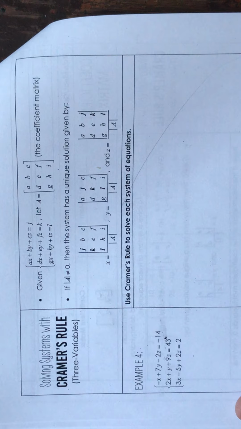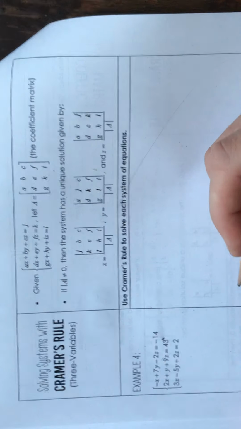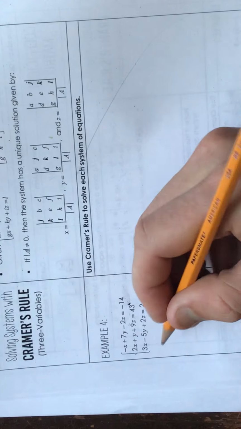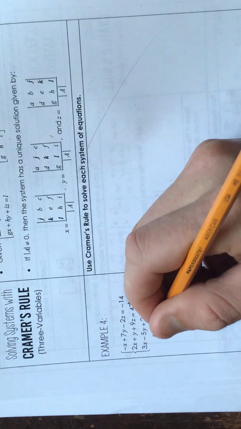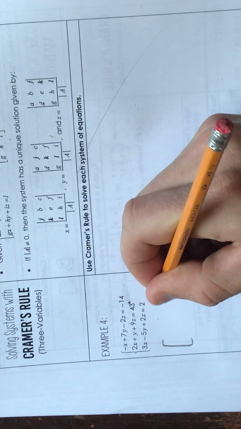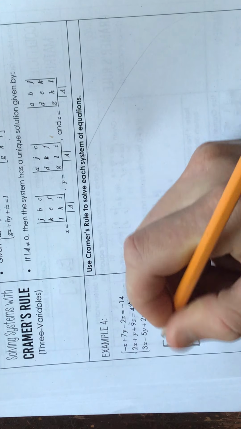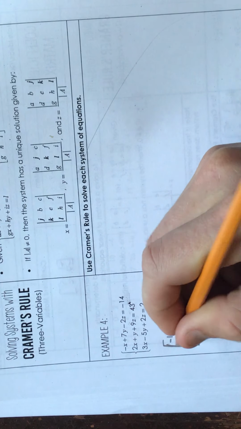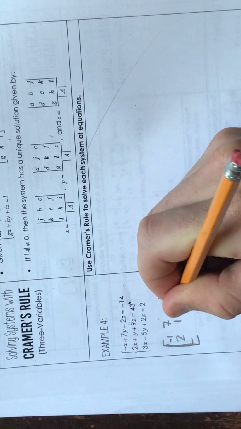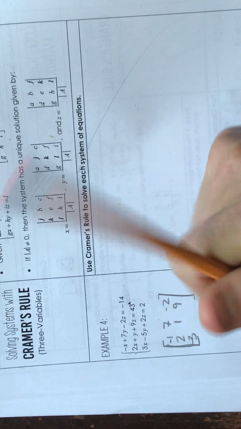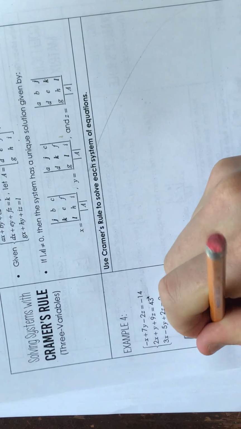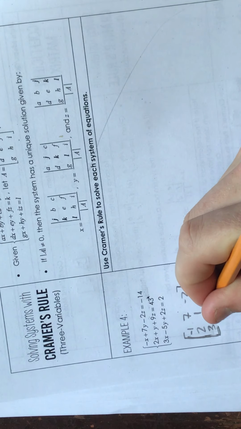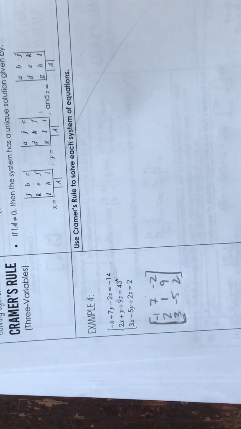So the first thing we're going to do is find the determinant of A, our coefficient matrix. So that coefficient matrix is going to look something like this right here. It's going to be negative 1, 7, negative 2, 2, 1, 9, and then 3. That looks like a negative 3, but it's not. That's just 3, negative 5, and 2.